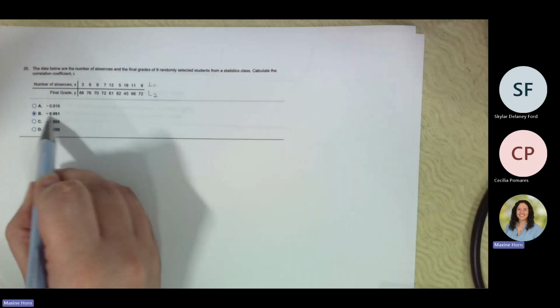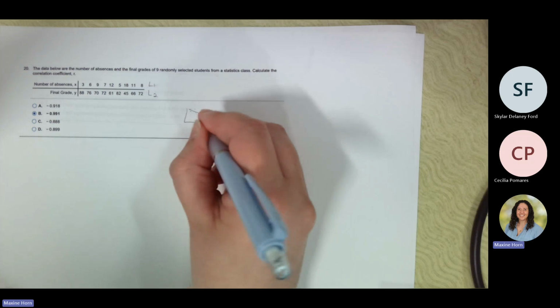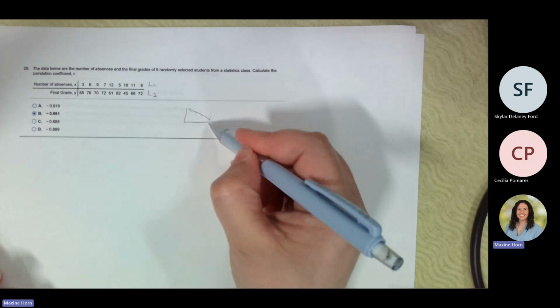This one is really close to -1, so I've got a really strong negative correlation. Those dots are really close to a line with a negative slope.